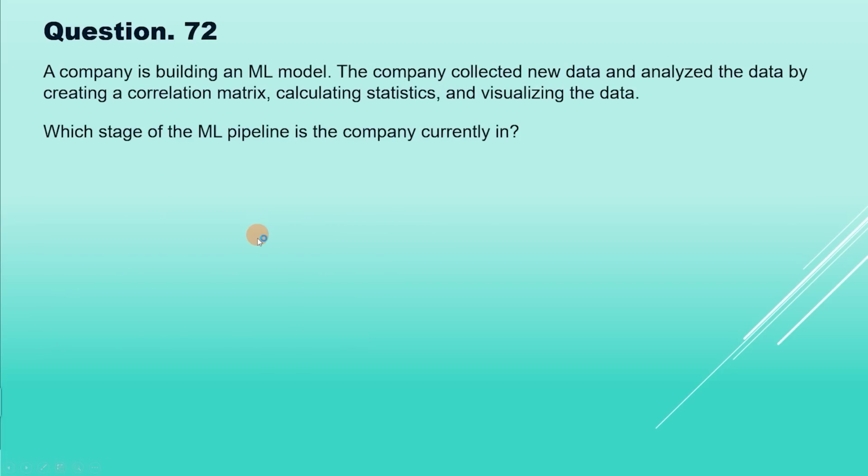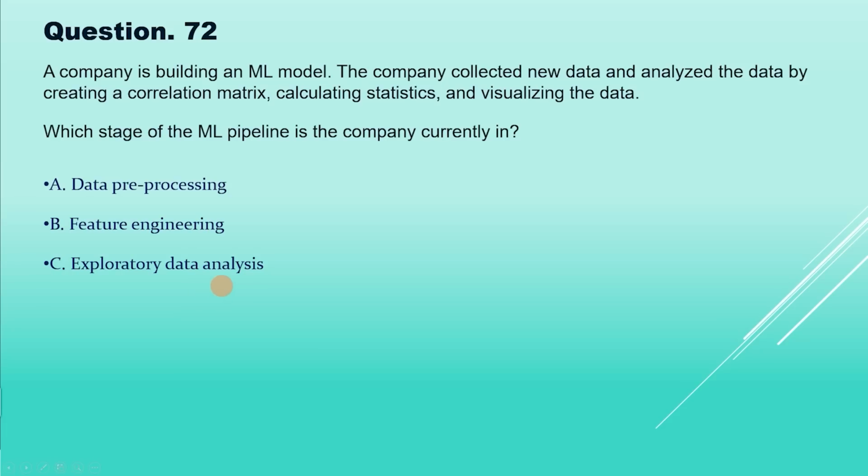Now question number 72. A company is building an ML model. The company collected new data and analyzed the data by creating a correlation matrix, calculating statistics and visualizing data. Which stage of the ML pipeline is the company currently in? So the options are data pre-processing, feature engineering, exploratory data analysis, hyperparameter tuning.